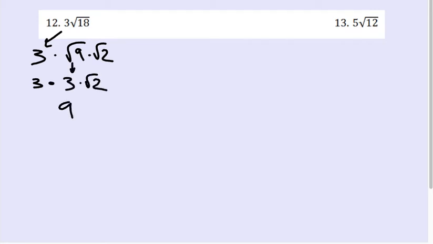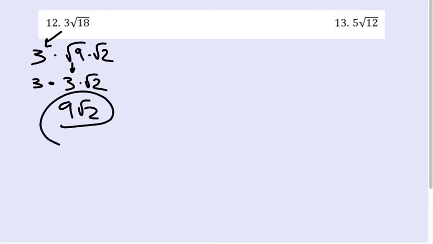3 square root of 18. Everyone always likes to forget the 3 out front. So if I simplify square root of 18, I'm going to simplify that into square root of 9 times square root of 2. But I'm keeping this 3 along the way because remember, I'm multiplying all these things. Square root of 9 is a fancy way of saying 3. So after all that, I get 9 square root of 2.